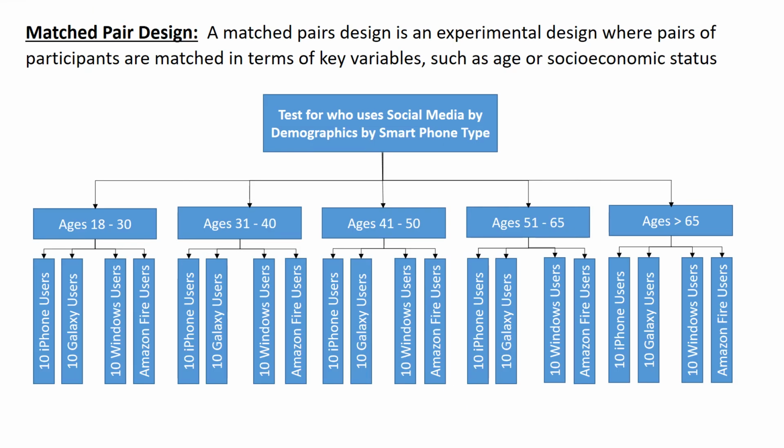Matched pair. I got some social media examples here. More social media, by the way, is used on smartphones than on computers now. That shouldn't surprise anyone here. We want to know if there's a difference in what smartphone types they're using for social media, by ages 18 to 30. I'm picking 10 users who are Android, 10 users who are iPhone, 10 users who are Windows, 10 users who are Amazon Fire. Each one has the same amount, and we're going to match them all. Make sure there are 10 users in this age group, be 40 in each group, but we're matching them all. These are matched pairs.